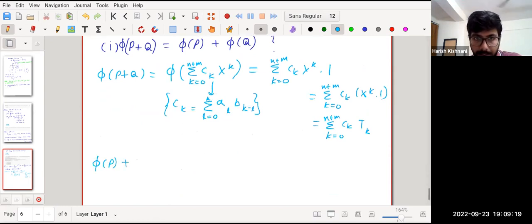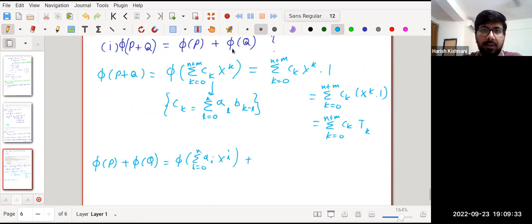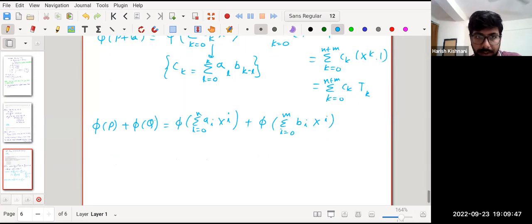So now let us check what is phi of p plus phi of q. It was phi of the summation of ai xi, i equal to 0 to n, plus phi of the summation of i equal to 0 to m of bi xi. So that is the summation of i equal to 0 to n of ai xi acting on 1 plus the summation of i equal to 0 to m.